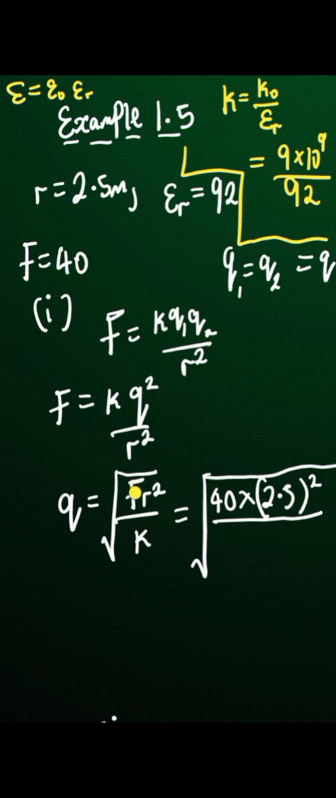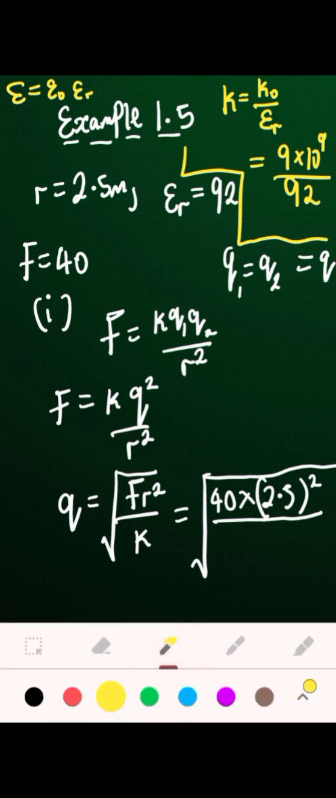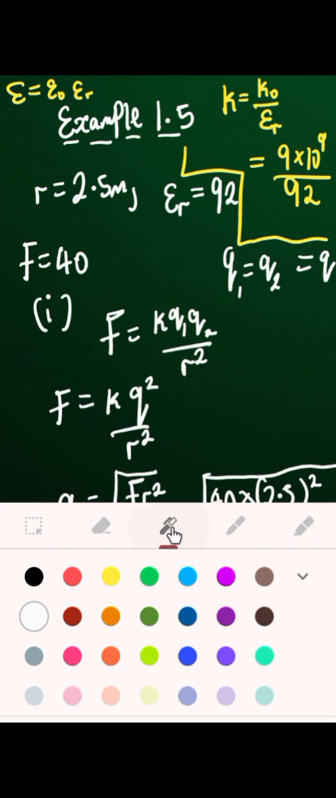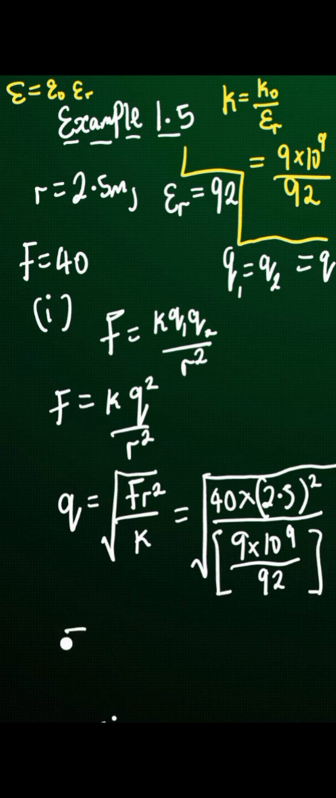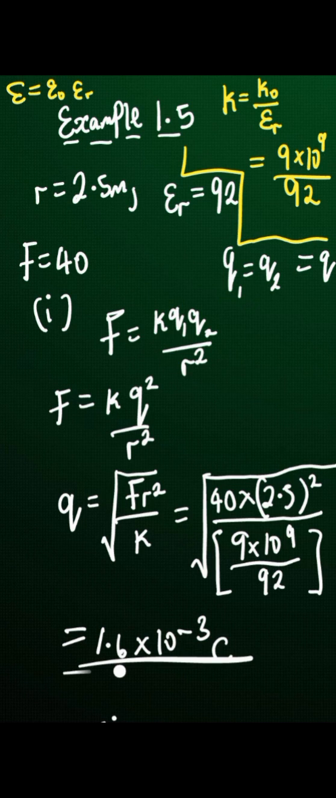So in this case now, this is what we substitute here. We now substitute in here, 9 times 10 raised to power 9 all over 92. So you can evaluate this in your calculator like this, and you will have an answer of approximately 1.6 times 10 raised to power minus 3. I mean approximately. That's the answer.